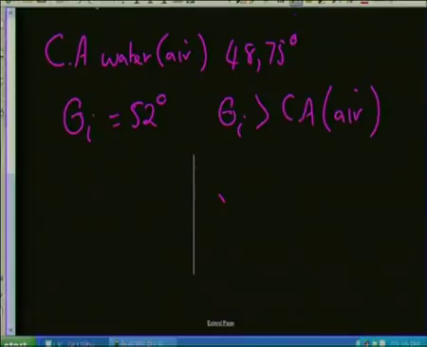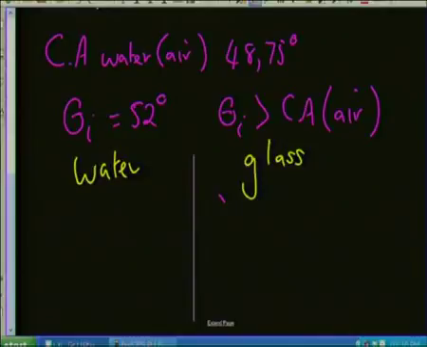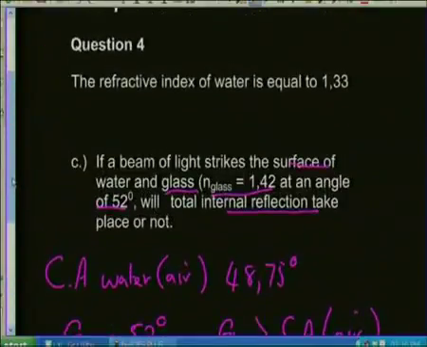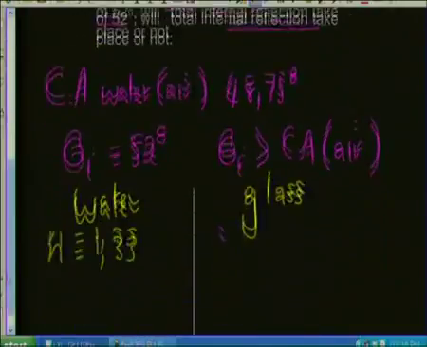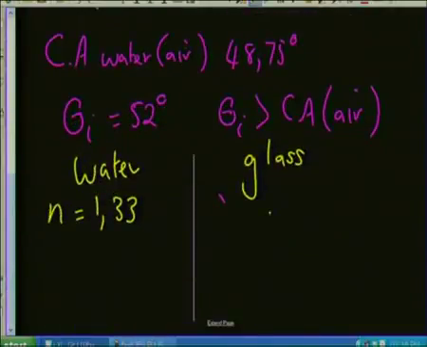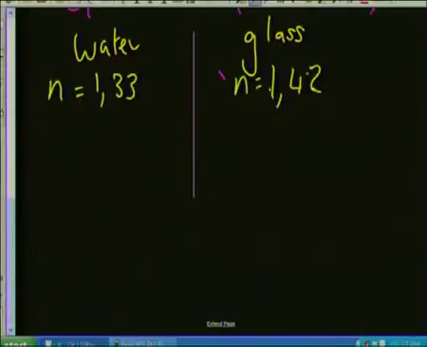So the question now is, if we are going from water on this side, and we're going into glass, not into air. The refractive index of water, remember, was given as 1,33. The refractive index of this particular glass was 1,42. Now the question is, is there still going to be total internal reflection?